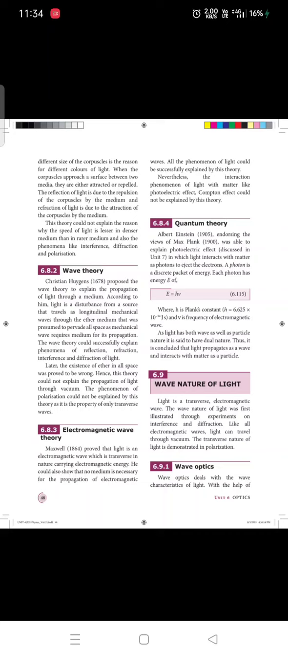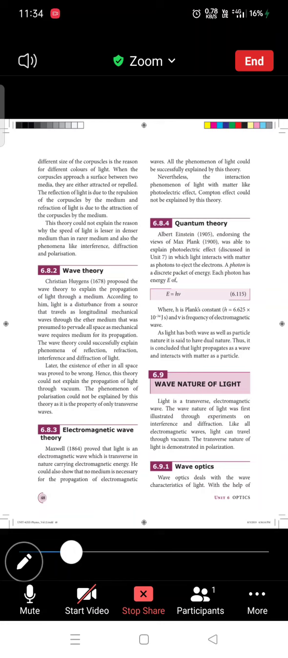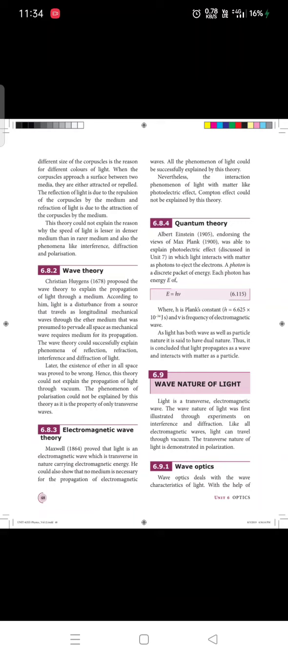Wave nature of light. So light is a transverse electromagnetic wave. This we know already. The electromagnetic wave or the light, both are the same. It will travel as a transverse wave, and the wave nature of light was first illustrated through experiments on interference and diffraction. So the wave will get interference and also it gets diffracted.